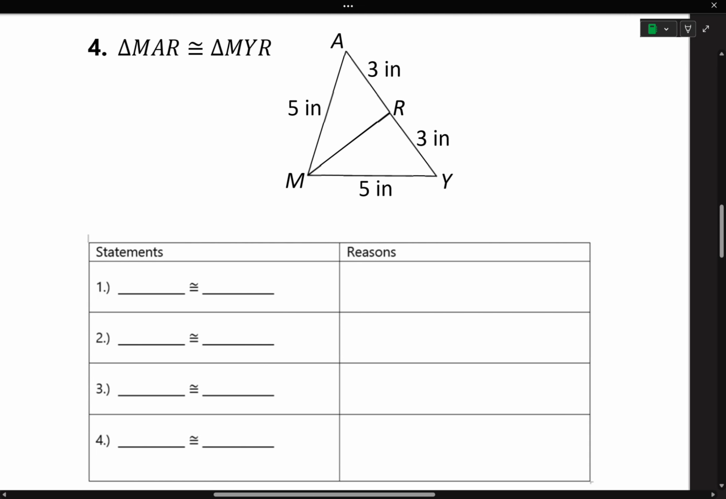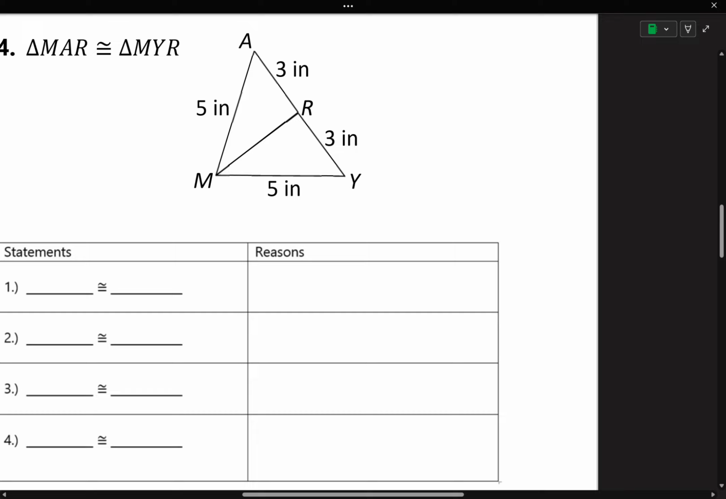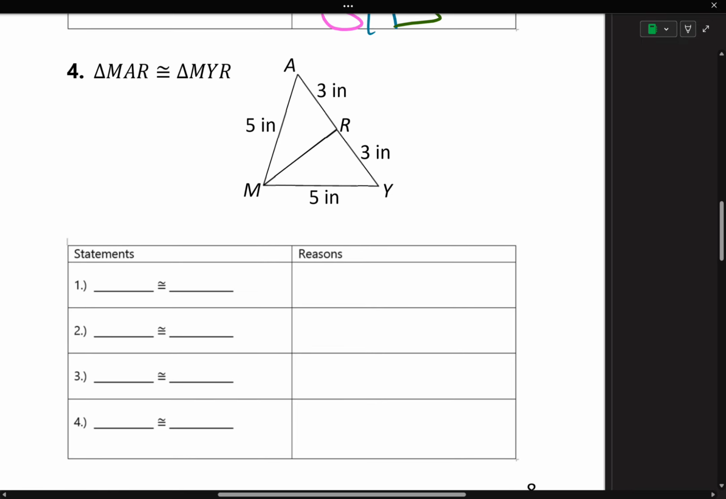Number 4. Now, this might look funky to you because I have numbers here instead of just tick marks. But that's fine. Let's label. Each of the triangles has a single tick mark, or they both have 3-inch sides. I drew the tick mark. They both have a 5-inch side, and they share the middle. These are congruent by side, side, side.